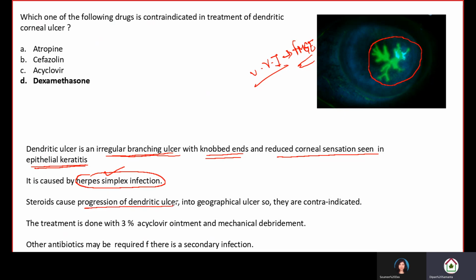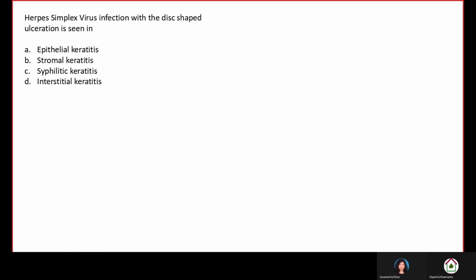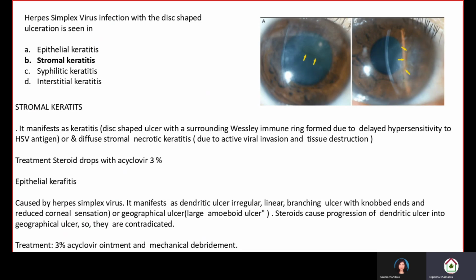Steroids cause progression of the dendritic ulcer into geographical ulcer, so they are contraindicated, and the treatment is done with 3% acyclovir ointment and mechanical debridement, and other antibiotics may be required if there is secondary infection. Herpes simplex virus infection with disc-shaped ulceration is seen in epithelial keratitis, stromal keratitis, cephalitic keratitis, and interstitial keratitis. And the answer will be stromal keratitis.